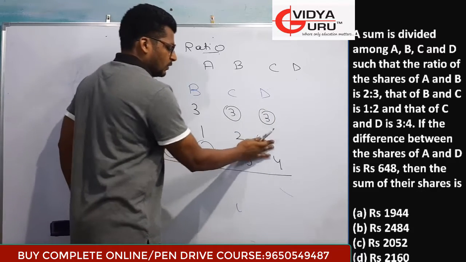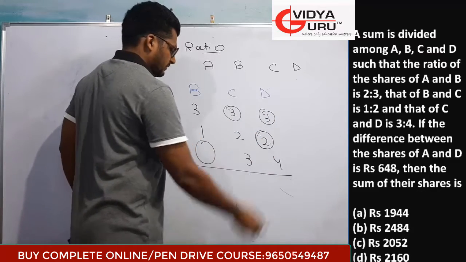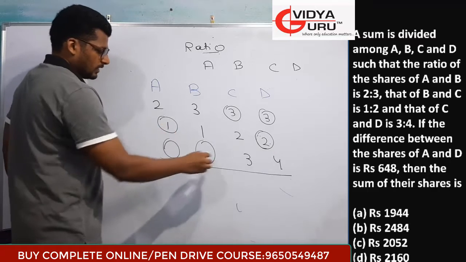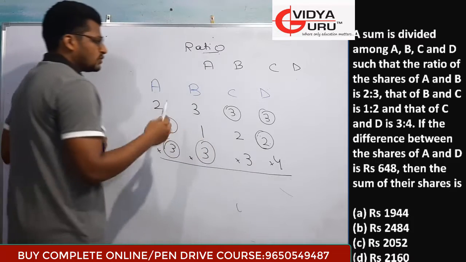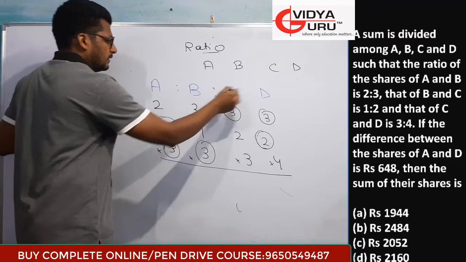What is the nearest number to this blank? It is 2. So we will fill 2. What is the nearest number? 1. What is the nearest number? 3. Multiply it and we will get the A ratio, B ratio, C ratio, D. We will get the ratio.